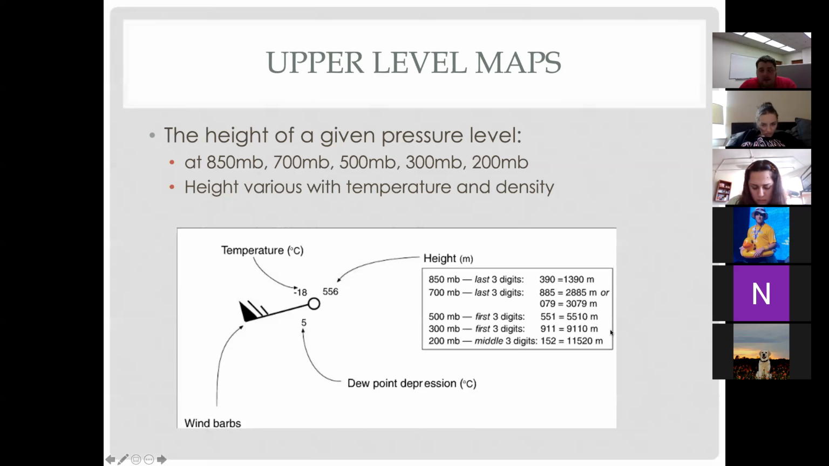And then for 200 millibars, which is the very top of the atmosphere, since you're even higher, you use the middle three digits. So we have 152, and then you add a 1 and then a 0 at the end. So this is 11,520 meters. And then the other things on here are the same. So we have our wind barbs and then the temperature and dew point. But again, make sure, because right here, these are in Celsius, so just make sure you're looking at the temperature in the right unit.